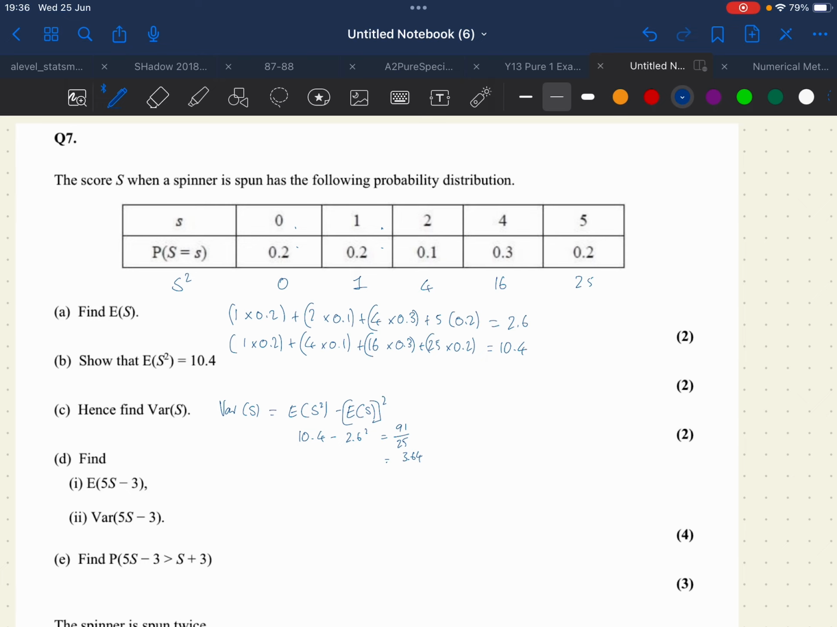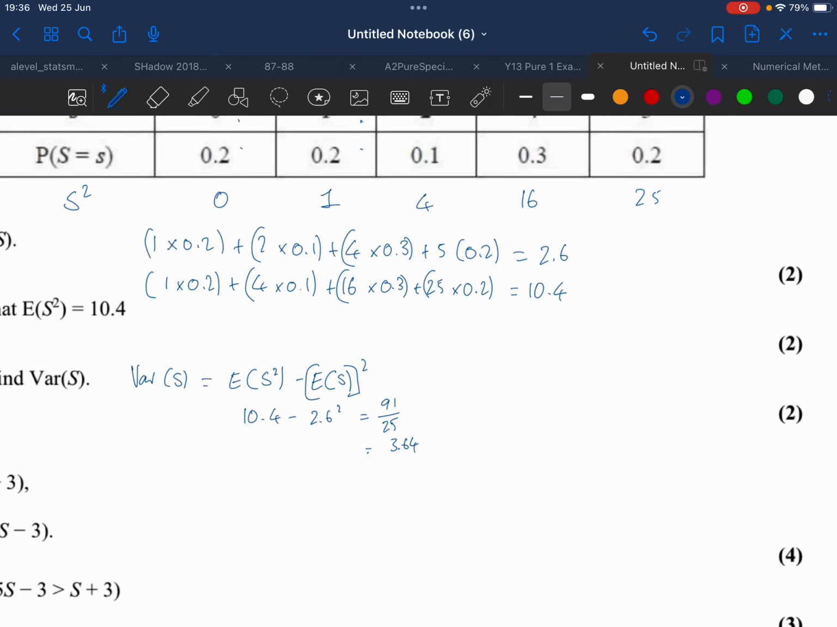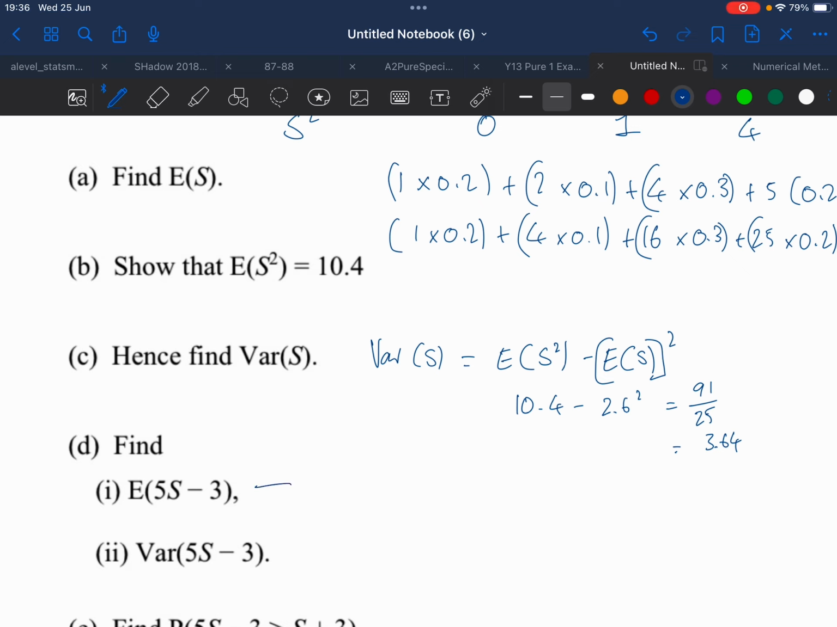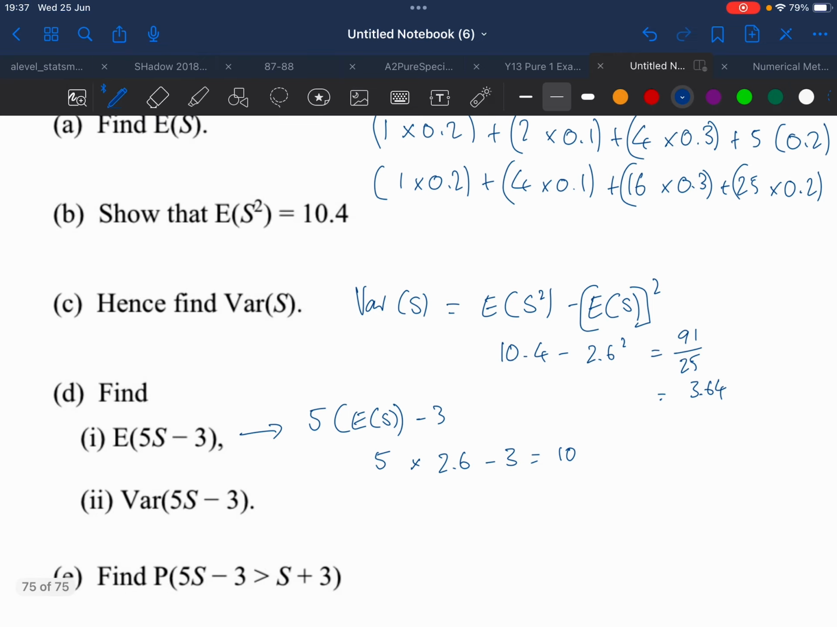Right, what are we doing next? Find the expected value of 5s minus 3. So these are some coding ones. So the quickest way is for me to identify that this is the same as 5 times the expected value of s minus 3. So it's 5 times 2.6, take away 3, which is 10. The variance here, so we're multiplying by 5, so it's going to be 5 squared times the variance of s, which is just 91.